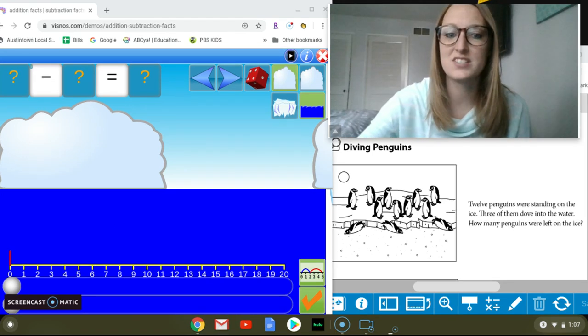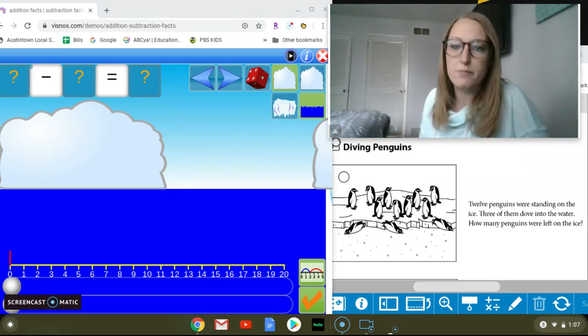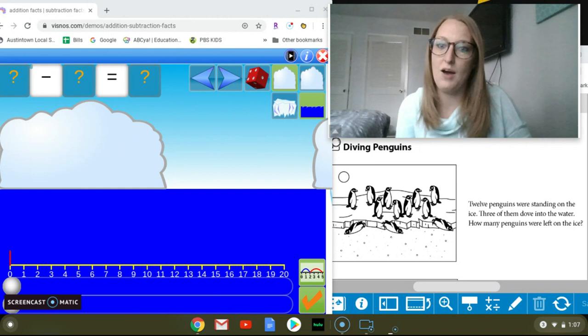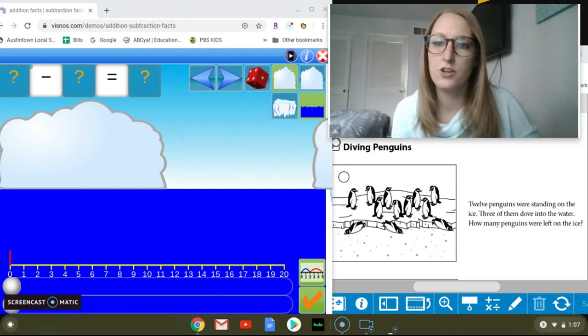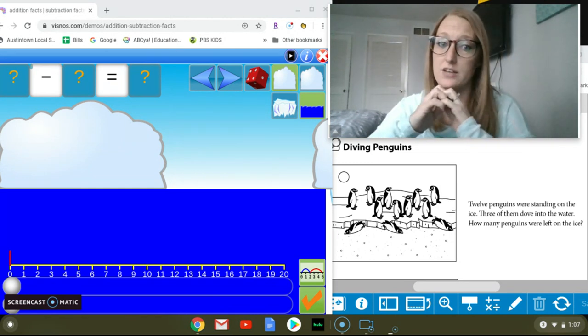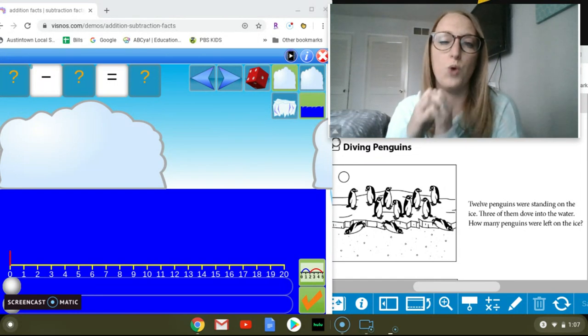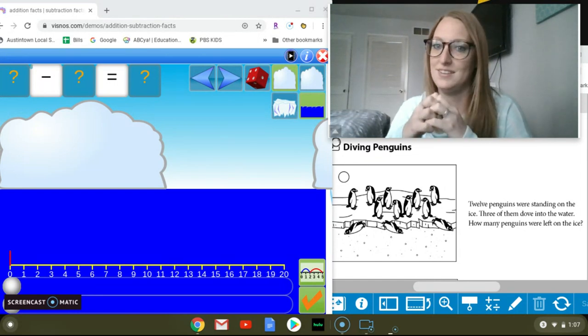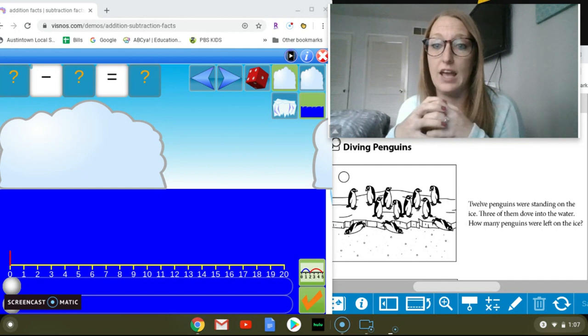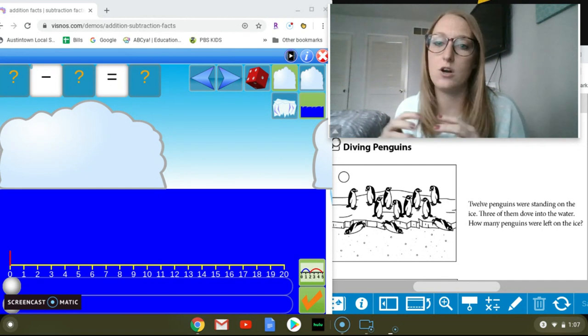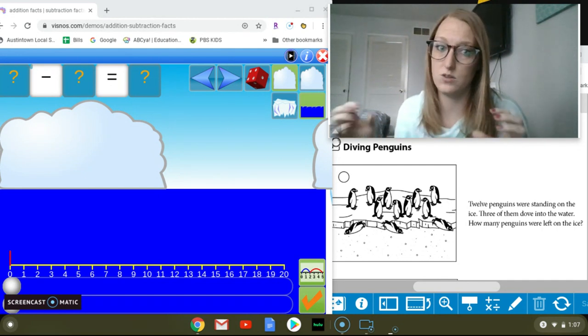Okay, so boys and girls, today we are going to talk about penguin story problems again. I know we've done a lot with penguins, but this time instead of joining them together like we did yesterday, when we joined, we used what symbol? Did we use plus or minus? We used plus because we were putting them together, okay? We were getting more. Today we are going to separate or take apart.